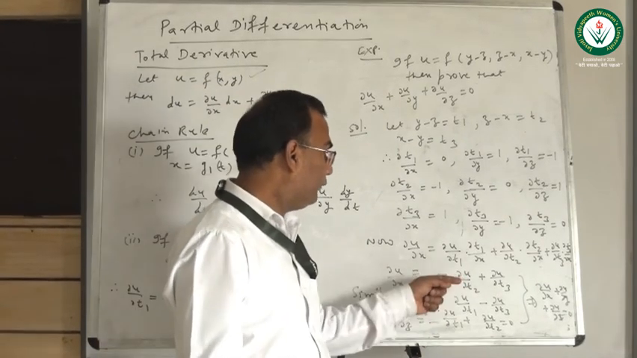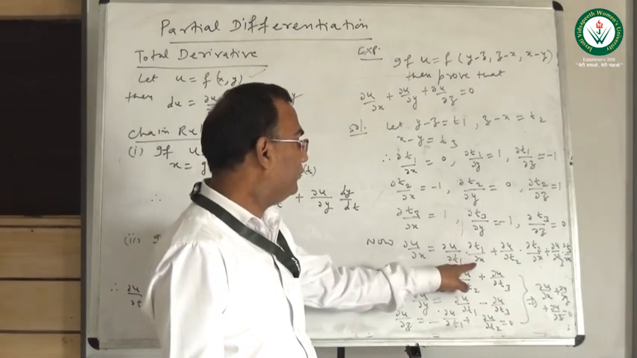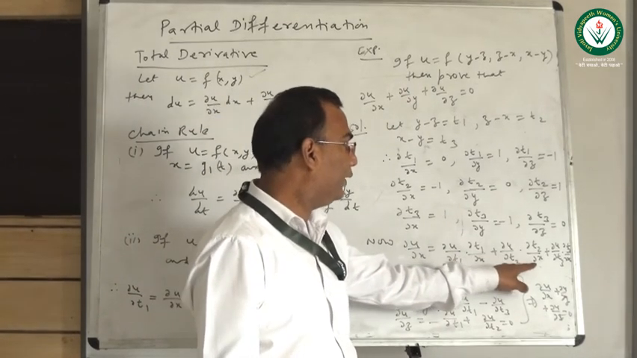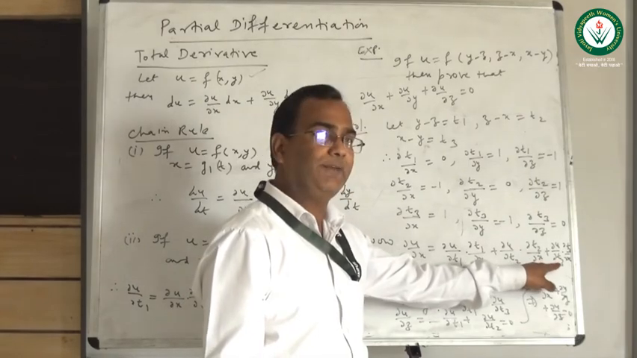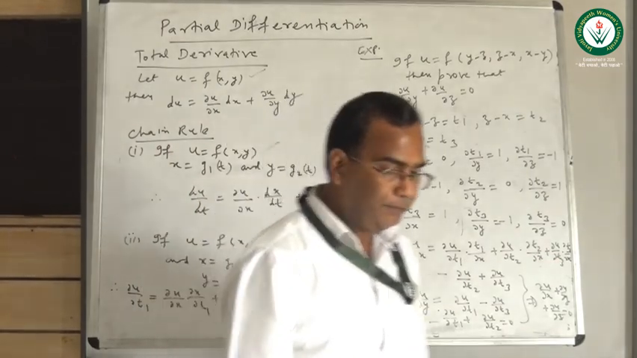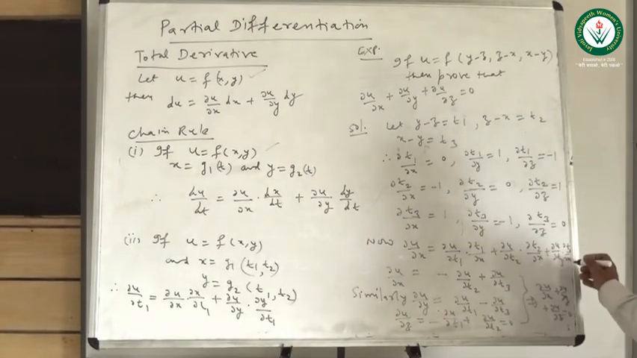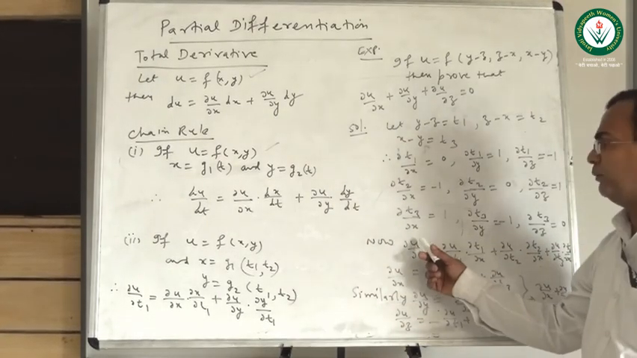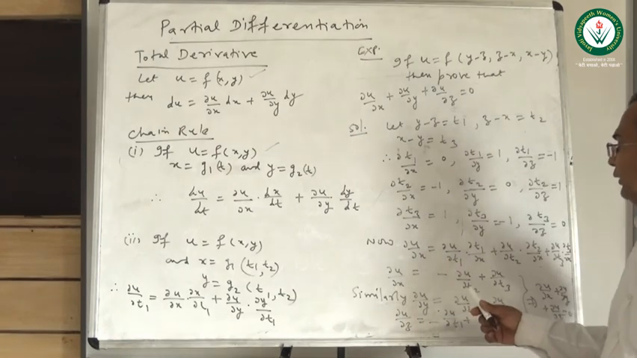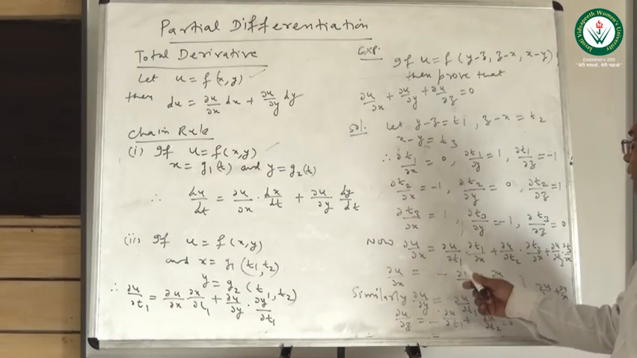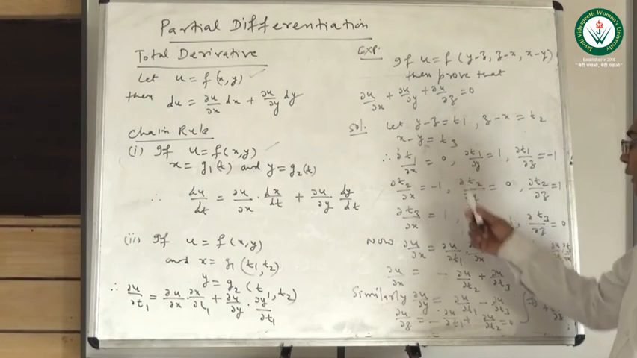Now we have to put the values of ∂t1/∂x, ∂t2/∂x and ∂t3/∂x here. When we put these values in the expression for ∂u/∂x, then because one of the terms is 0, ∂t1/∂x is 0, we get the following.